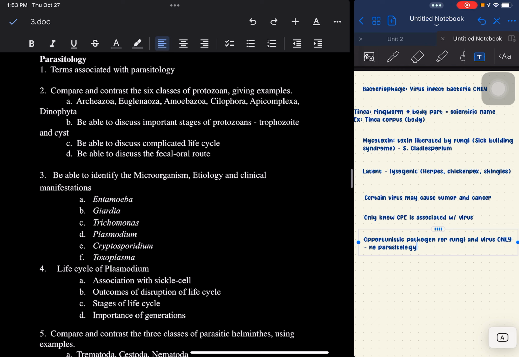Amy? I was going to ask a question to clarify. Here for parasitology, it says we need to know the clinical manifestations. Do we need to know that for all of them that are listed, or just the ones you said? Only viruses and pathogenic fungi.